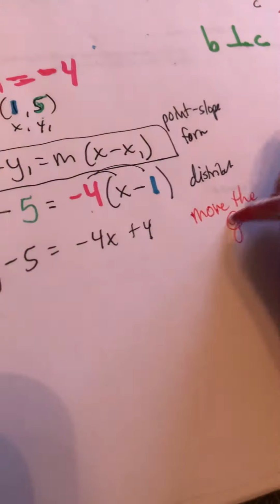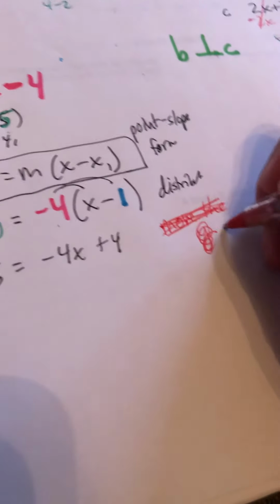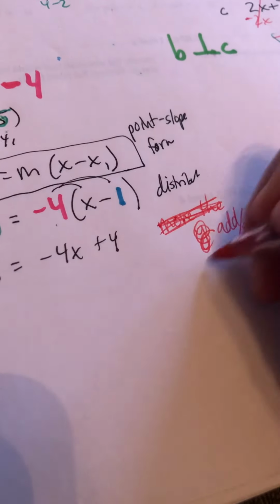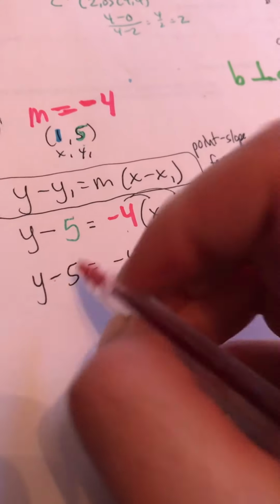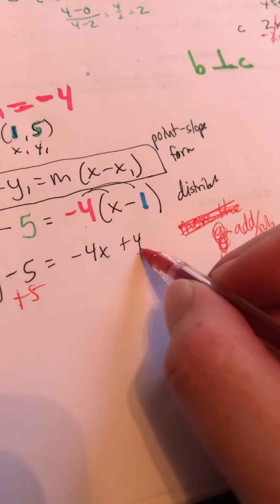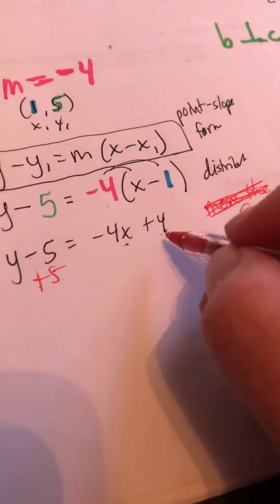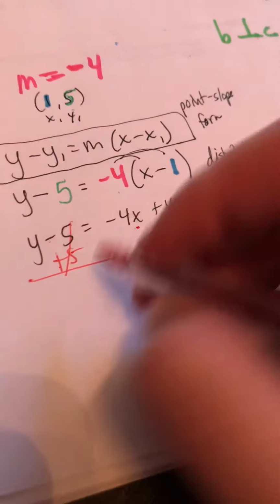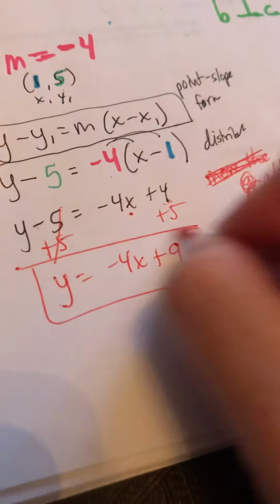Okay, or not the y, what's with the y. We're going to either add or subtract from the y. Okay, so that says y minus 5. Now look at these. Which of those can I put it with? Does it have an x? No. So I have to put it over here. So y equals negative 4x plus 9. That's the correct answer.